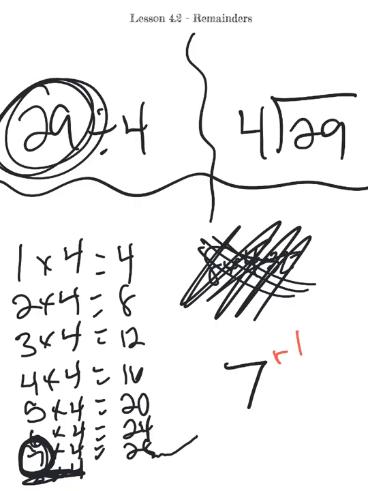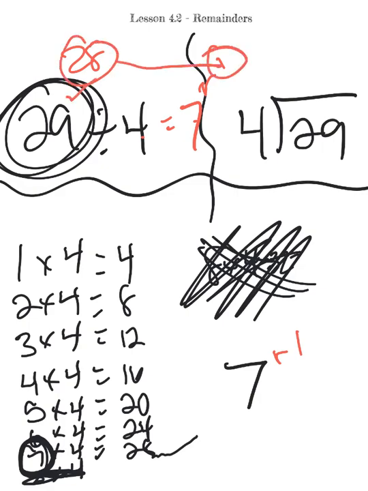Where do I get that 1? Well, 7 times 4 is 28. 28 plus 1 gives me 29. So that is what we did today for lesson 4.2, division with remainders.